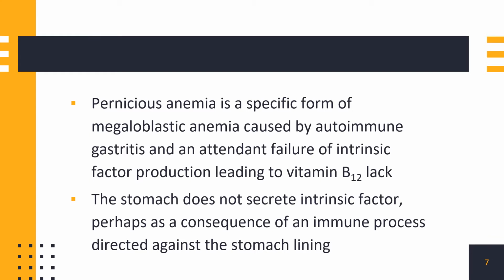Pernicious anemia is a specific form of megaloblastic anemia caused by autoimmune gastritis and attendant failure of intrinsic factor production, leading to a vitamin B12 deficiency. The stomach does not produce intrinsic factor, perhaps as a result of an immune process directed against the stomach lining.